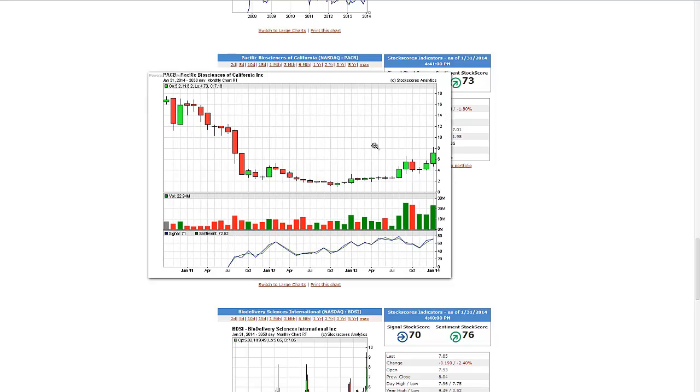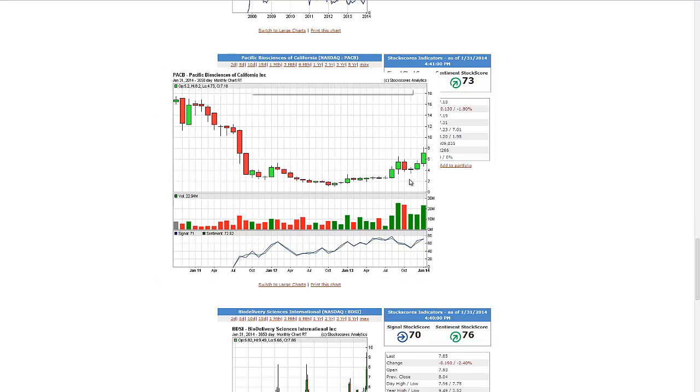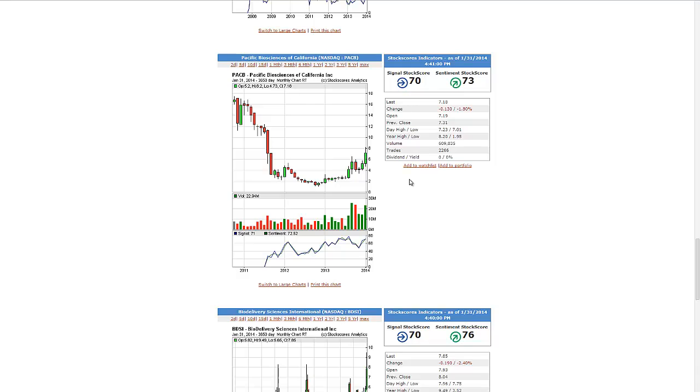For example, this particular stock here, Pacific Biosciences of California, gave us a pretty good buy signal 6 months ago when it broke from very low volatility with abnormal price action from a rising bottom. Those are some of the things that I teach traders to look for.